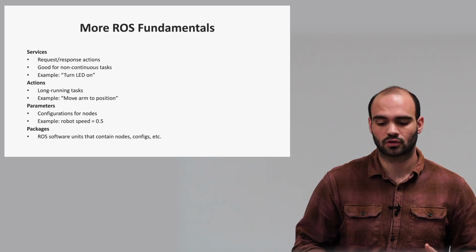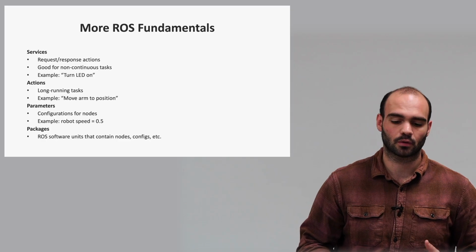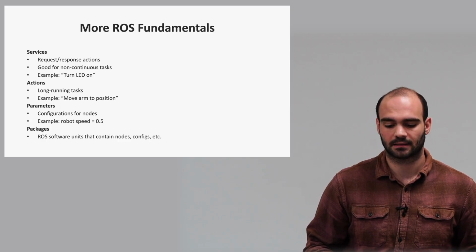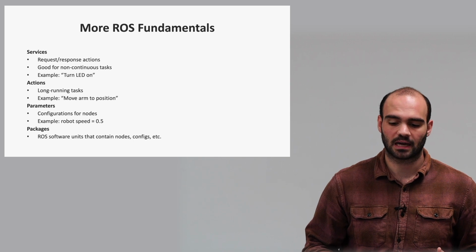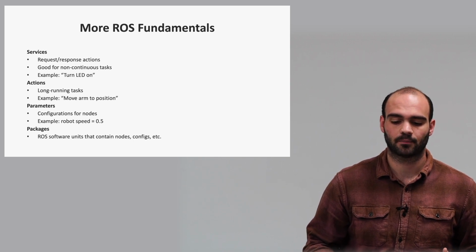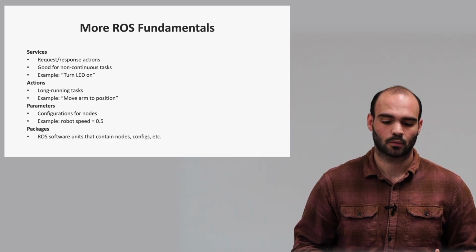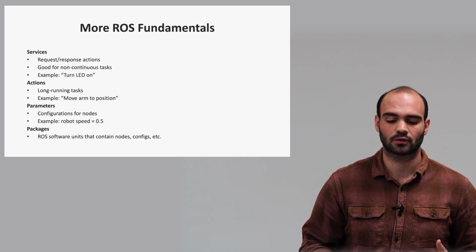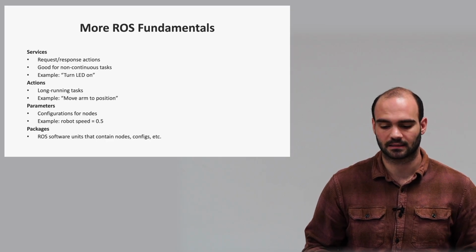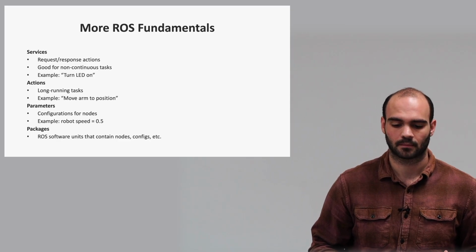Beyond topics, ROS also includes services and actions. A service is used when you want to make a request and get a quick response, like turning on a light. Actions are designed for long tasks, like moving a robotic arm. They can give progress updates. Nodes can also use parameters, which act like settings or configuration values. And everything in ROS is organized into packages, which bundle code, configs, and nodes together.